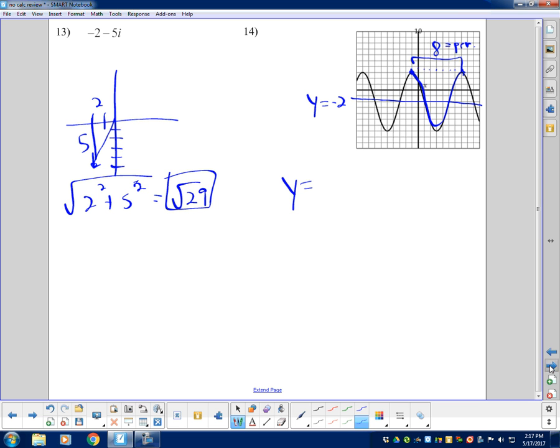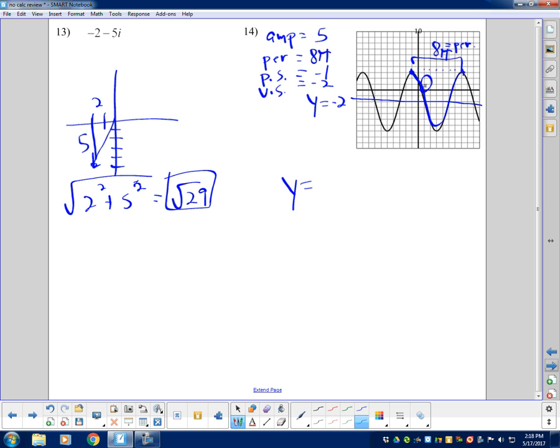So amplitude, let's just write all that down. Amplitude seems to be 5. Period is equal to, oh, this is measuring by pi. I missed that. So there's a little pi right there. 8 pi. So period is 8 pi. Phase shift is equal to negative 1. Vertical shift is equal to negative 2. So I think I have everything I need.